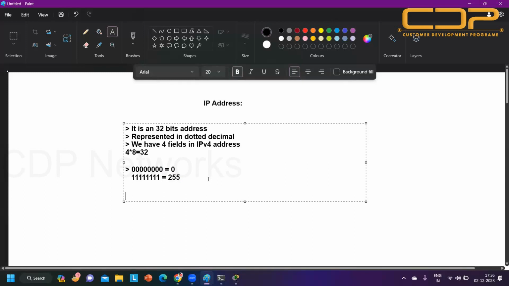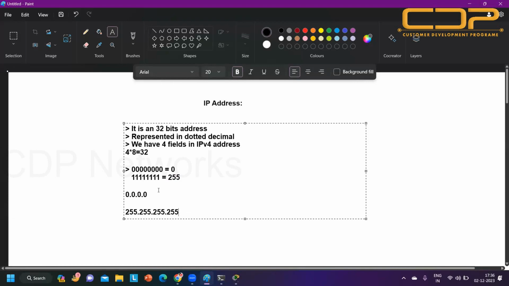That means my lowest IP address can be what? 0.0.0.0. It means all bits are 0. In the first field, all bits are 0. In the second field, all bits are 0. In the third field, all bits are 0. In the fourth field, all bits are 0. And my largest IP address can be what? 255.255.255.255, when all bits are 1. Then what decimal value will I get?